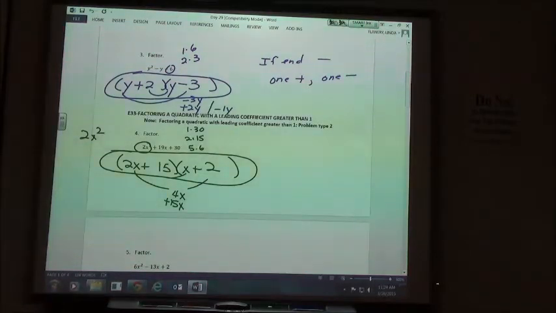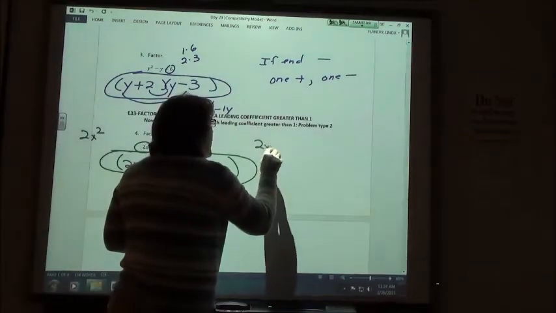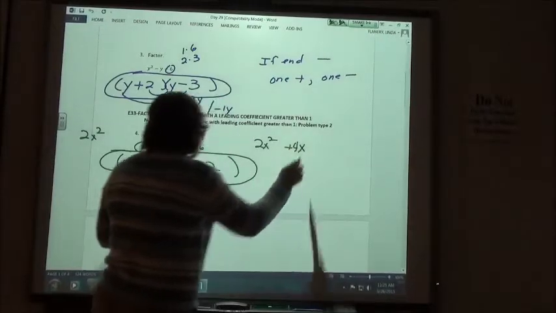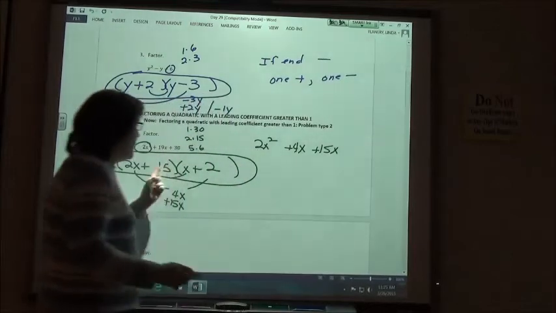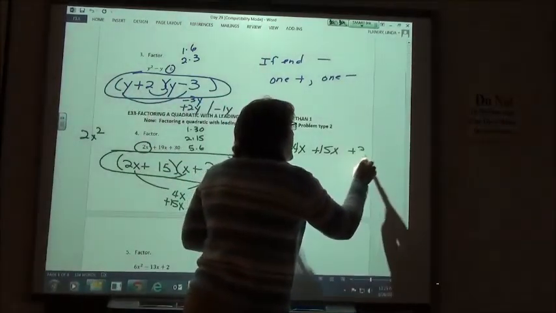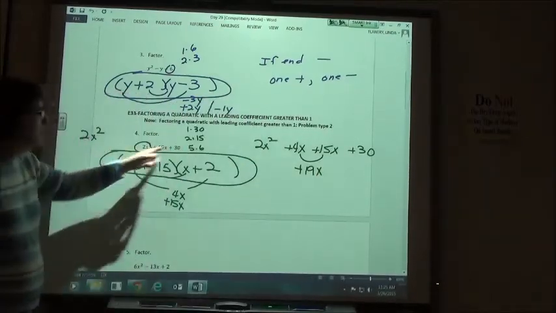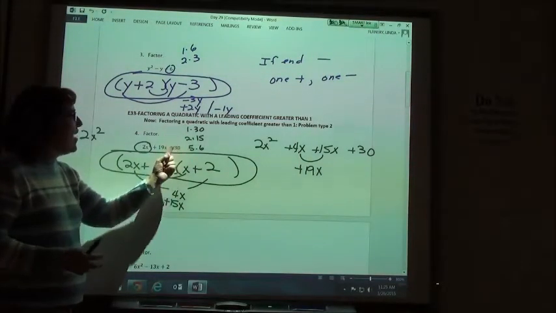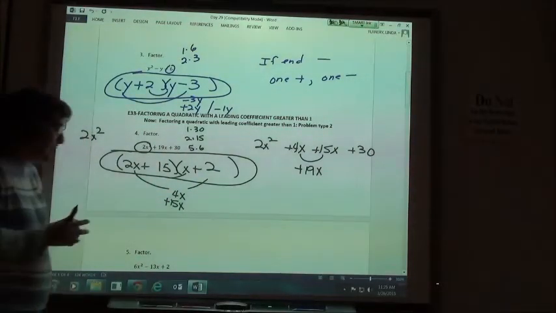And again, if I really wanted to, I'd go through the whole process of FOILing. 2x times x is 2x squared. 2x times 2 is my 4x. 15 times x is my 15x. 15 times 2 is my plus 30. And my 2 middle terms add up to the 19x in the middle. So it checks out, yep, I've got the right 2 pair of factors. So it's kind of a matter of guessing and checking, knowing what my factors of 30 are, and plugging them in until I find the right pair that gives me the 19x in the middle.